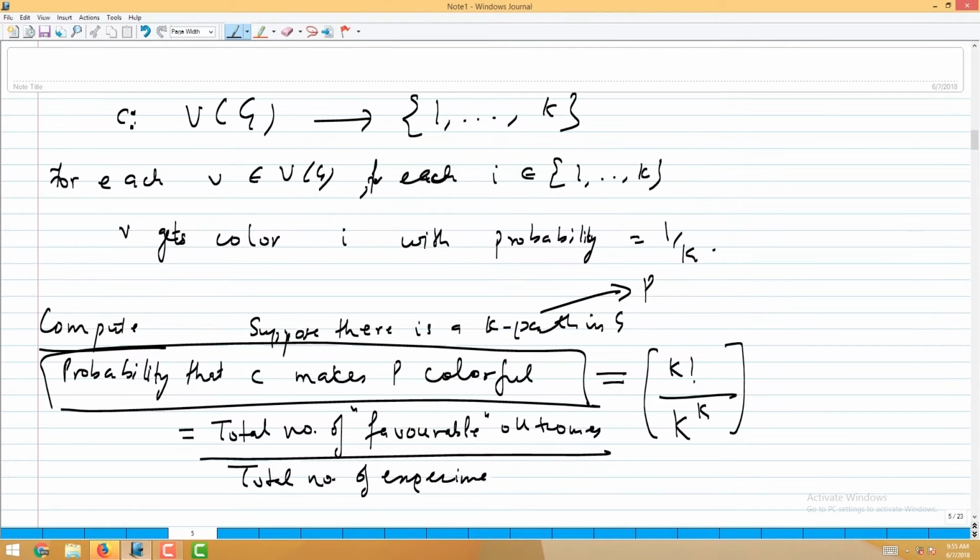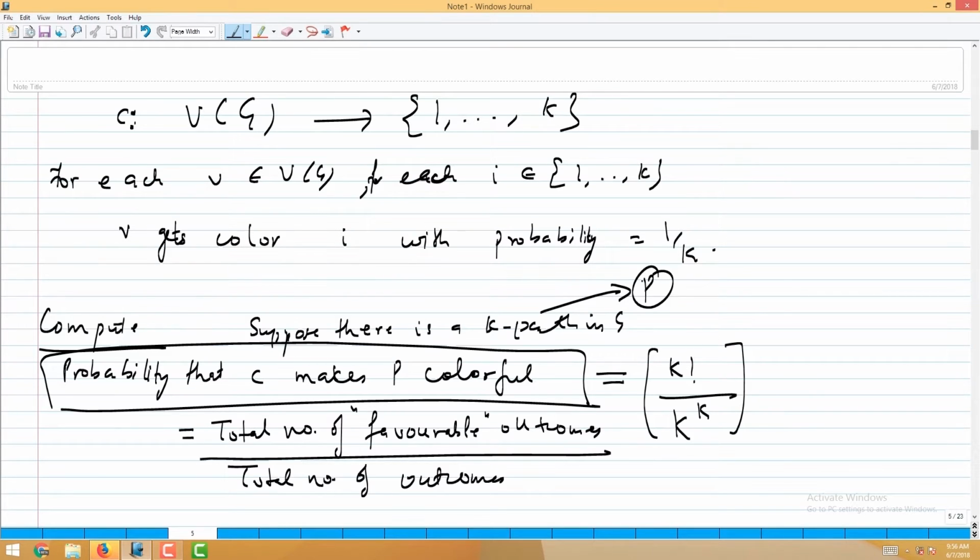And what is the total number of outcomes? What is a favorable event for us? A favorable event for us is that coloring which makes this particular path P colorful, right? So again, if I have to use this formula to get probability, what will that be? What is the total number of outcomes? Why is it k^k?